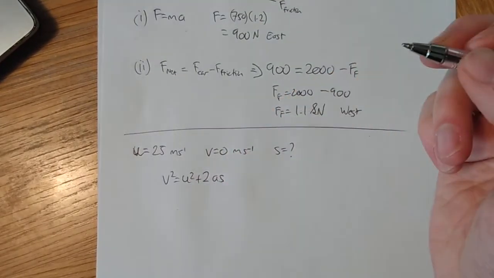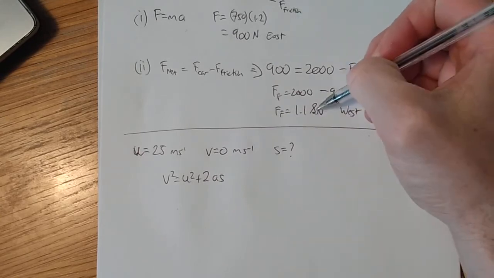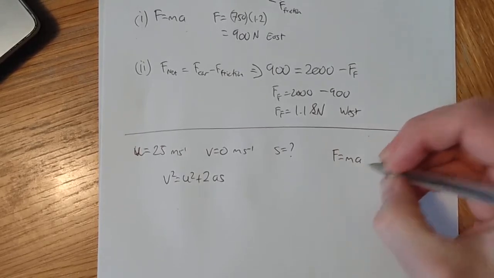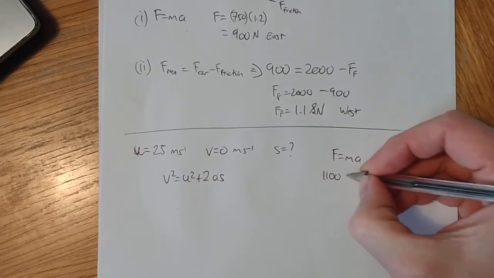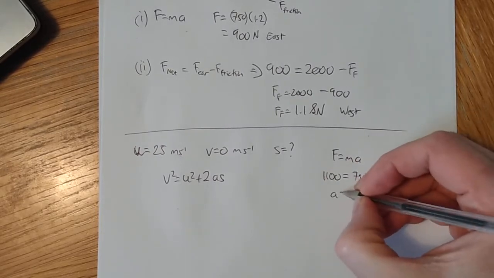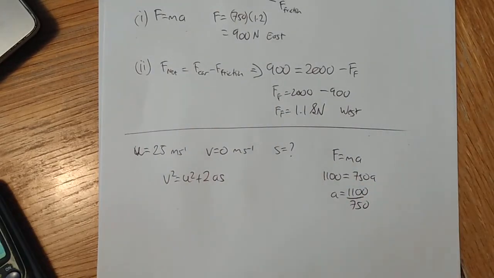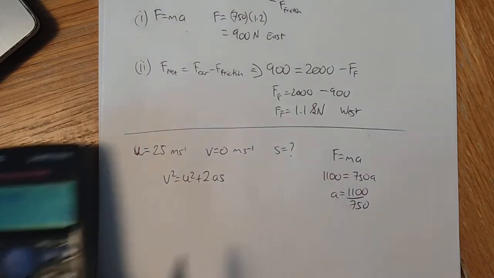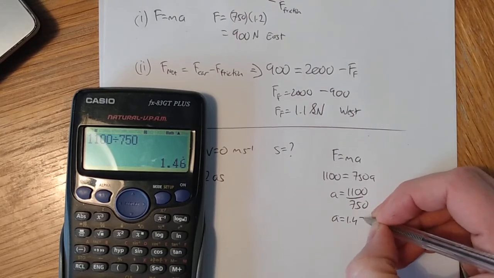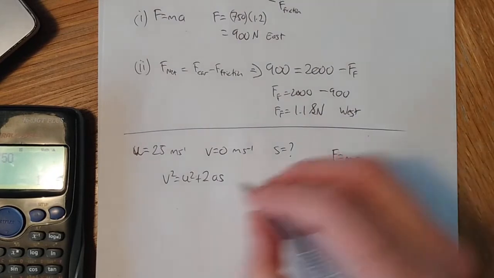So what's our acceleration? What's slowing us down is friction. I have it in newtons, so I'm using F equals ma again. This time 1100 is equal to 750 times a. Dividing both sides by 750, the acceleration is 1.466666 meters per second squared, and I'm looking for distance here.